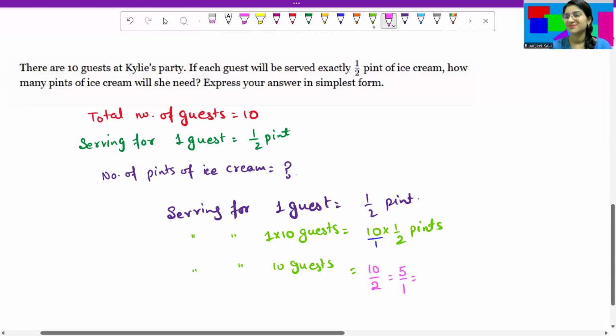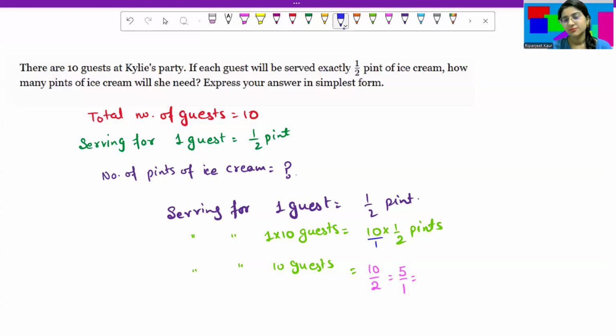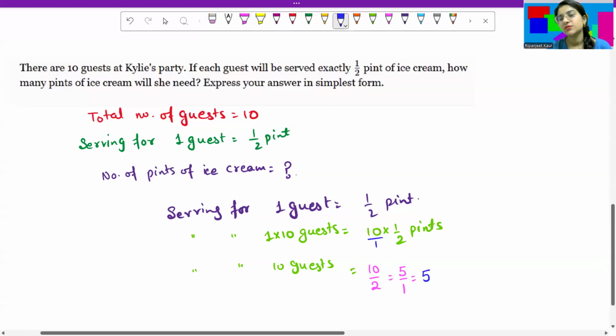How much is 5 over 1? That can't be simplified further, but 5 over 1 as like pints? Yeah, 5 over 1 pints. If let's say 5 apples are given to one person, how many apples does one person have? 5. So 5 over 1 simply means 5 only. Anything over 1 means that number itself. Anything multiplied by 1 means that number itself.